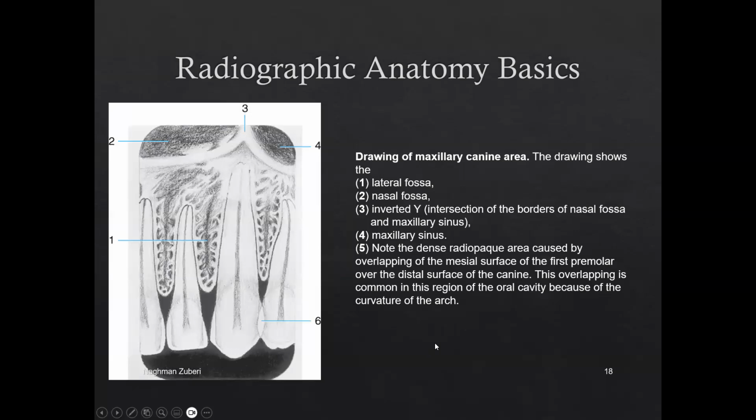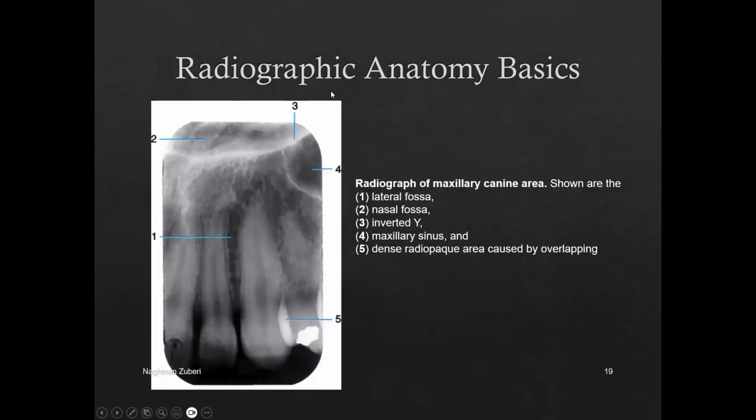This is the canine region. And in the canine region, as I told you, you will be able to see the lateral fossa and the inverted Y. This is the inverted Y. The inverted Y is due to the nasal fossa and the maxillary antrum. So let's see the X-ray. Actually, this is what we were mentioning, the inverted Y, like this. And as I mentioned already, it is due to the nasal fossa and the maxillary antrum. This is the lateral fossa over here.